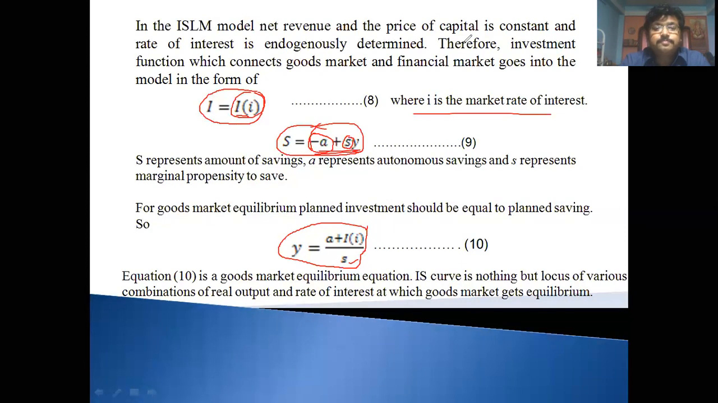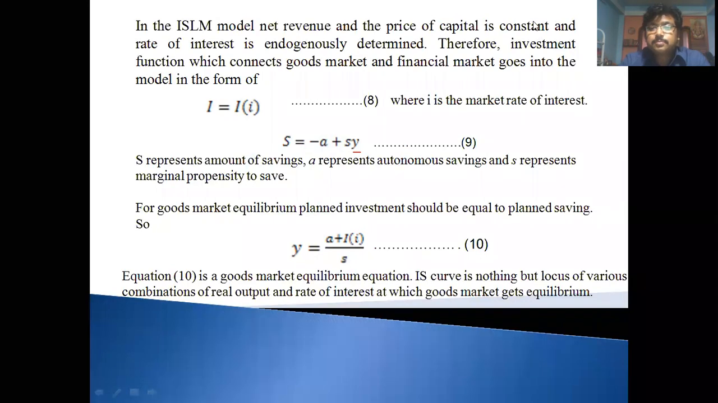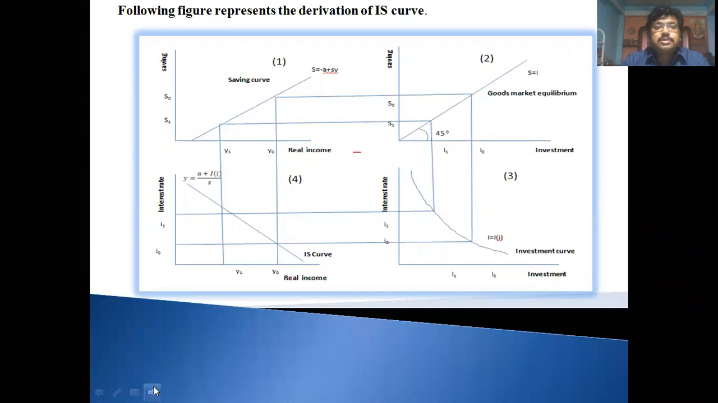Now I am erasing all this marking. Now look, this is the diagrammatic representation of the IS curve. This is the first quadrant. This is the second quadrant. This is the third quadrant. This is the fourth quadrant.